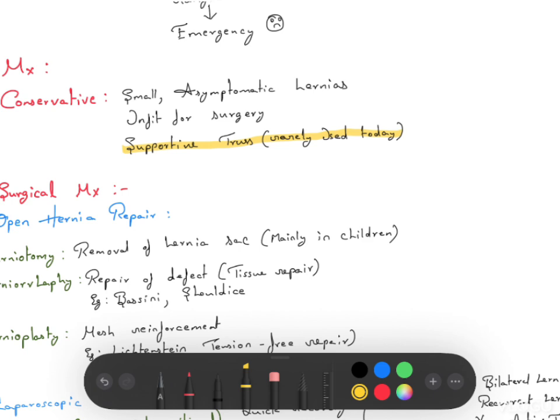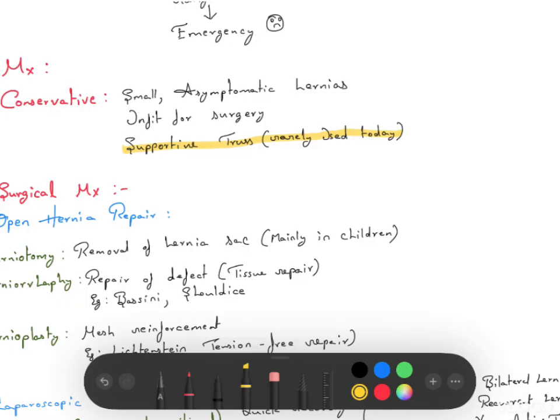We can't do surgery in cases of uncontrolled sepsis or severe cardiopulmonary instability. We have to do pre-operative preparation: history taking, physical examination, consent and anesthesia assessment, labs, and imaging if needed.